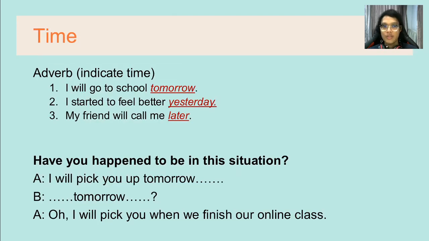We start from time first. Adverbs of time, for example, tomorrow, yesterday, later. I will go to school tomorrow. I started to feel better yesterday. My friend will call me later. So here we have three adverbs of time, right? They indicate when the action is happening or when the action happened. It can be in the past, present, or future. It depends on the adverb that we use.